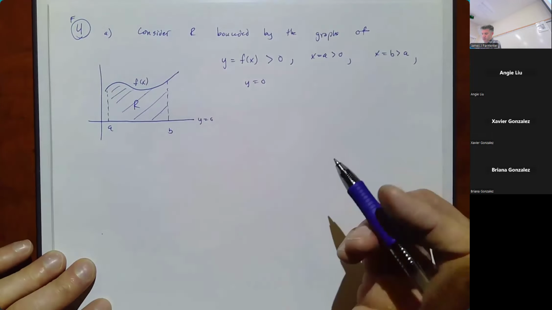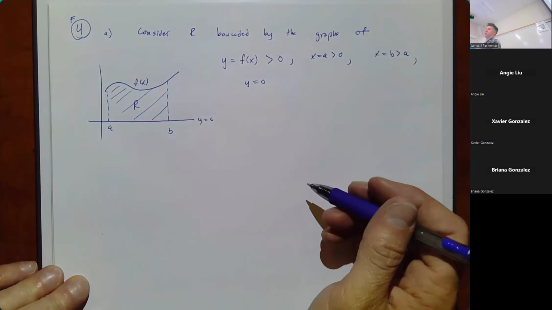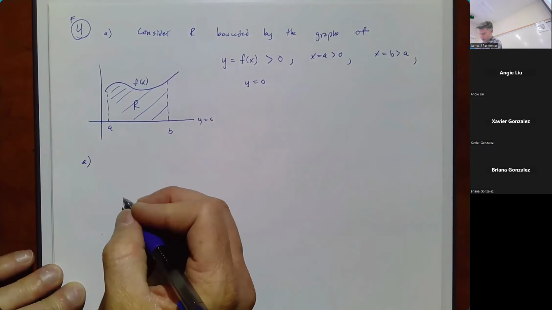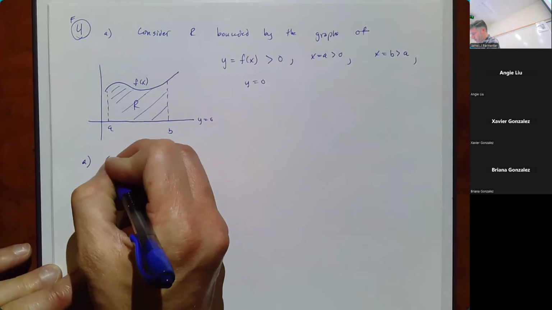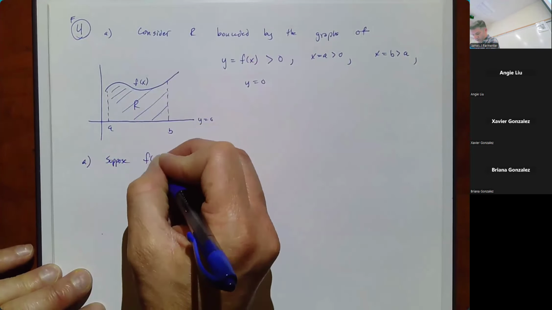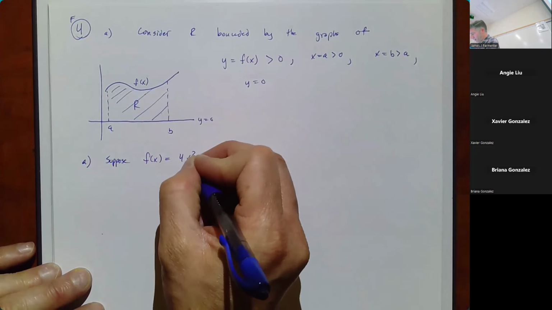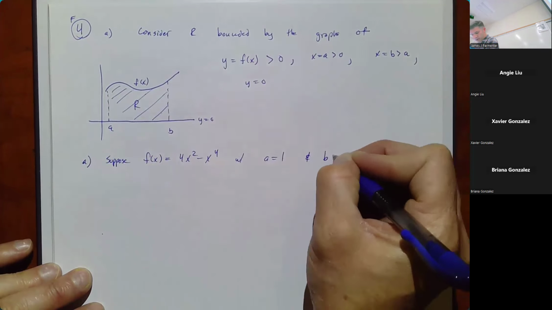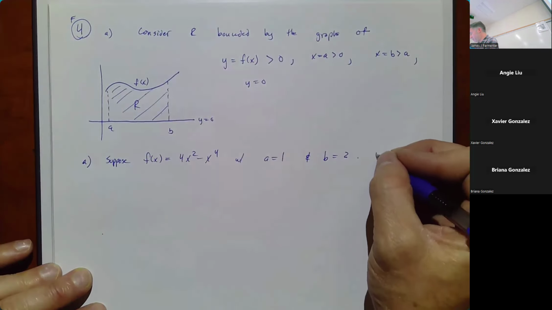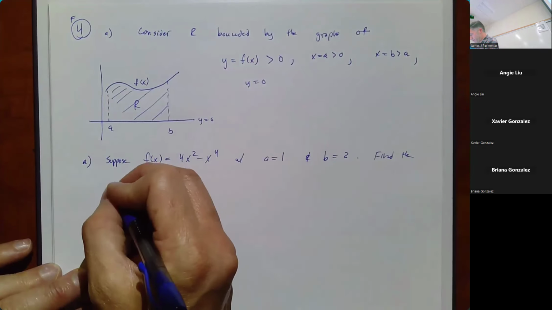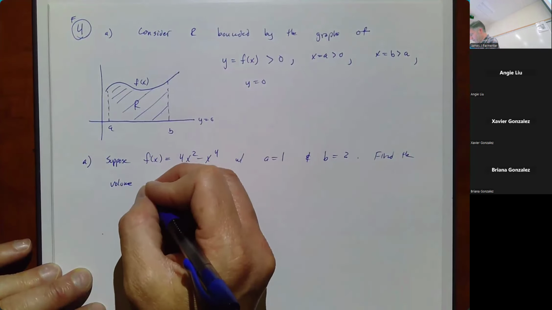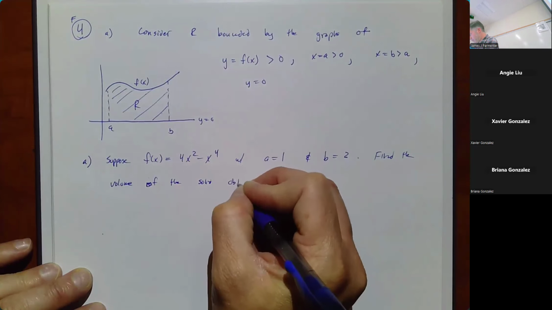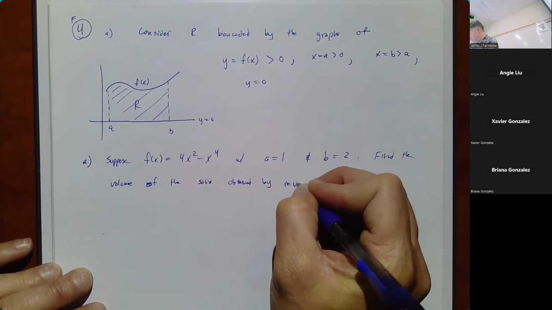So that's the region he's described. I don't think you really need to write all that down, but okay. But you get to assume everything's positive, which is kind of nice. So then he says the following. Part A. Sorry, I wrote A again. Oh well. Suppose that f of x, the function you've written, is equal to 4x squared minus x to the 4th, with a equal to 1 and b equal to 2. Find the volume of the solid obtained by revolving around the x-axis.